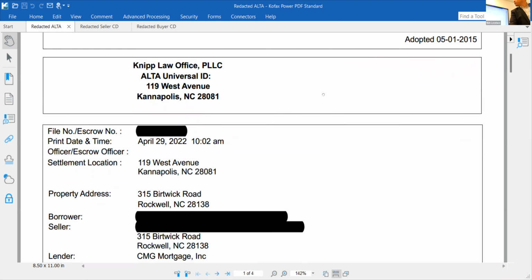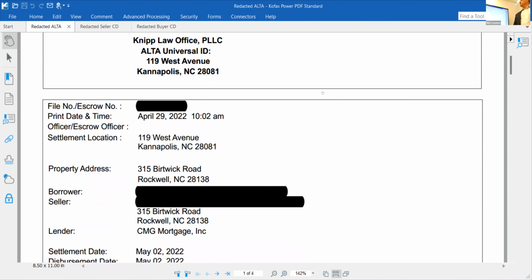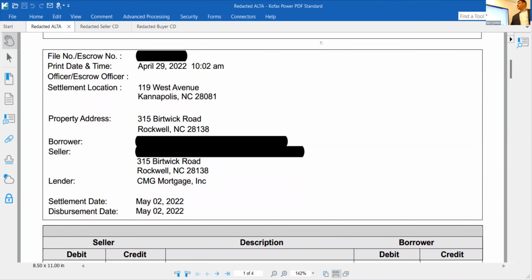So first, we have our office, and we list where the closing is taking place. A lot of times, if we're doing a mail away closing or something like that, we generally will list our main office in Cornelius, or the office where the closing paralegal is based. So when we were doing closings here and it was a mail away closing, and Lisette was handling the file, we would put 119 West Avenue just because that's where we're at. So that's listed, and then the date that it was prepared, nothing really exciting about that.